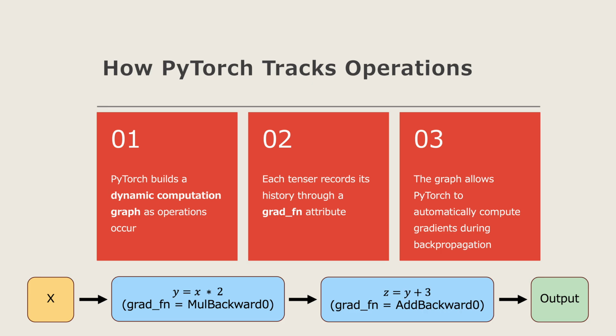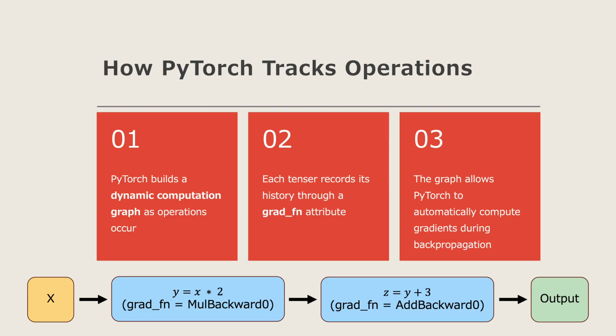Finally, in step 3, this graph of connected gradient functions allows PyTorch to perform automatic differentiation. When we call the .backward() method on the final output tensor, PyTorch walks backward through this graph, from the output, through all the operations, back to the inputs, and computes gradients automatically. This process is called backpropagation, and it's the foundation of how neural networks learn.